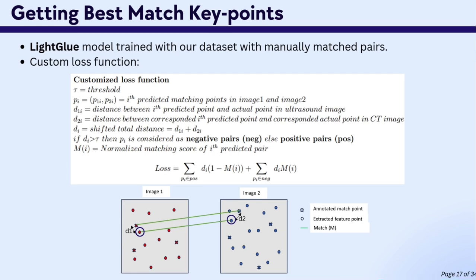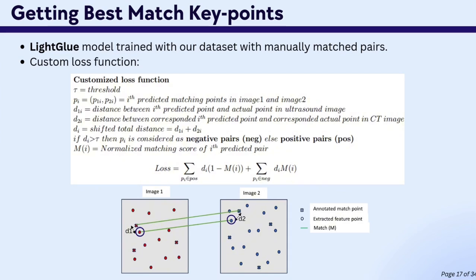LightGlue generates a matching score for each predicted pair. We normalize this matching score to be in the range of 0 to 1. Positive pairs are weighted by 1 minus the matching score and the negative pairs are weighted by the matching score. The aim of this customized loss function is to have more matching points in the interest area and to minimize the distance between predicted and actual matching points.